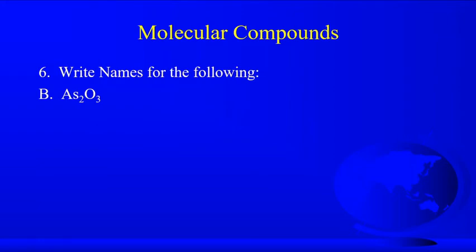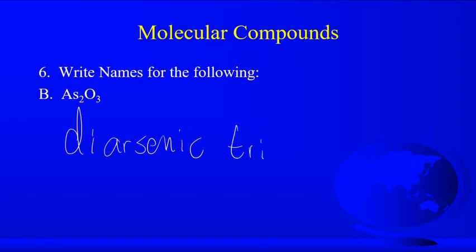As2O3. 2 is what? Di. Okay, As is arsenic. 3 is, O is, but it's the second element, so we, very good. Thank you, James. Any questions?